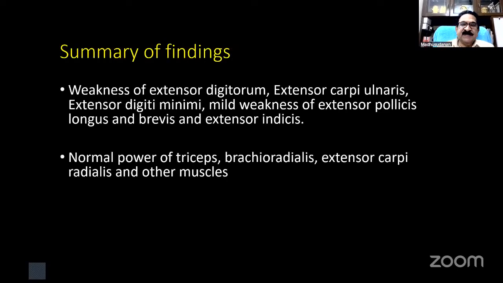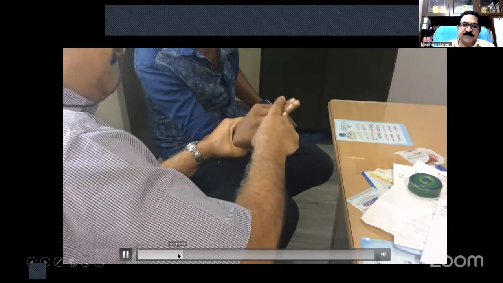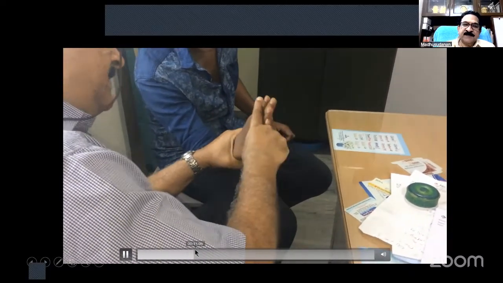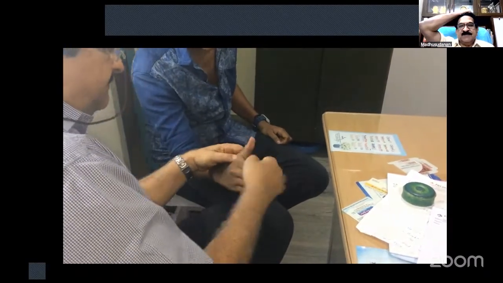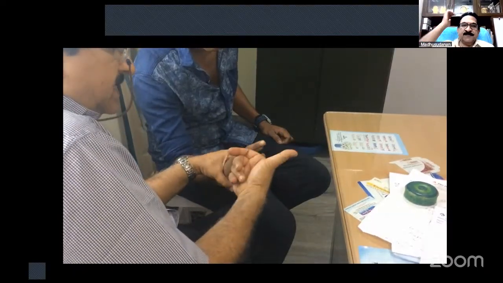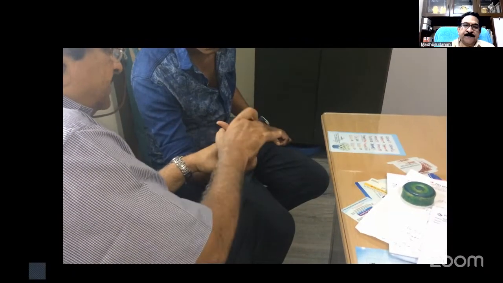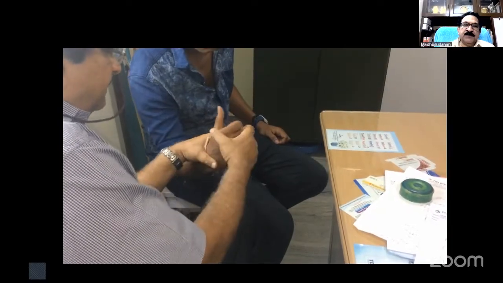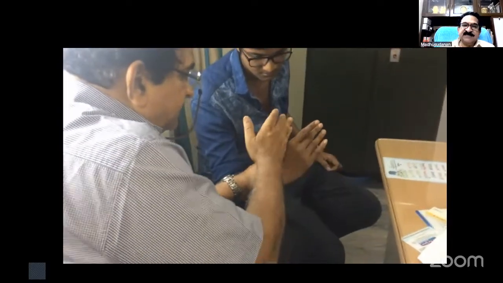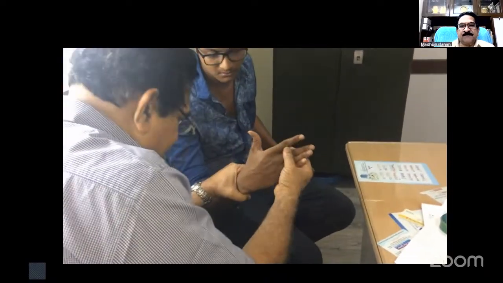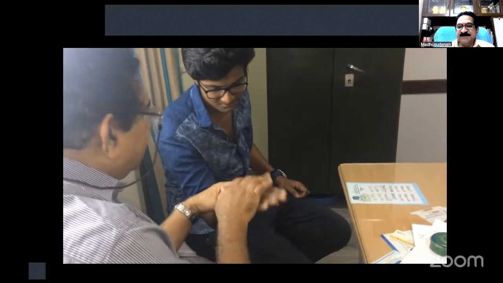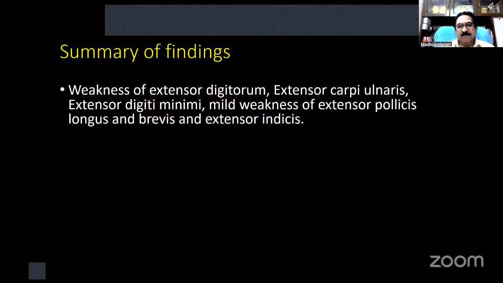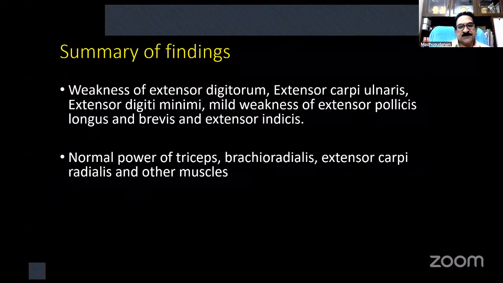I think I'll show that part once again. Extensor digitorum, flexor pollicis longus is normal. Extensor pollicis longus is weak. Now look at this. I'm going to examine the dorsiflexion. That's extensor carpi radialis, normal power. Extensor carpi ulnaris is weak. Triceps also is normal. Supinator is also weak, but I did not show that here.